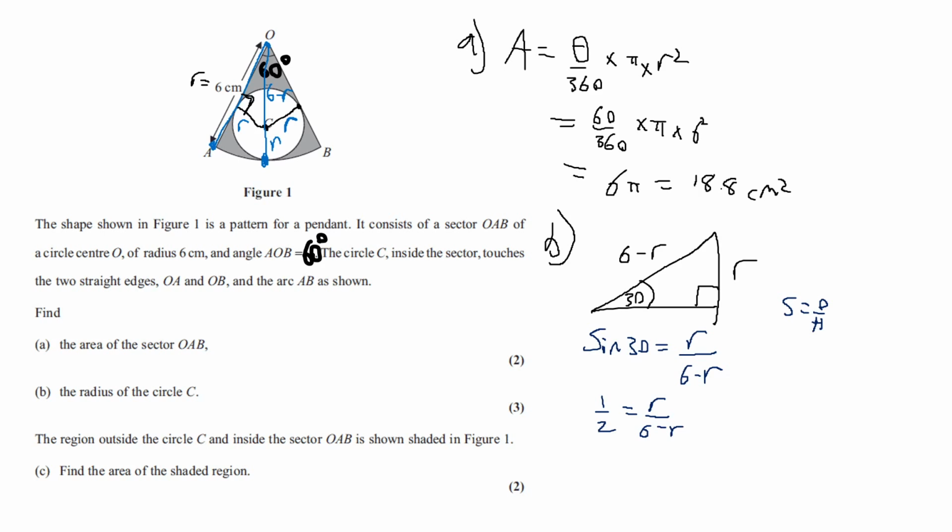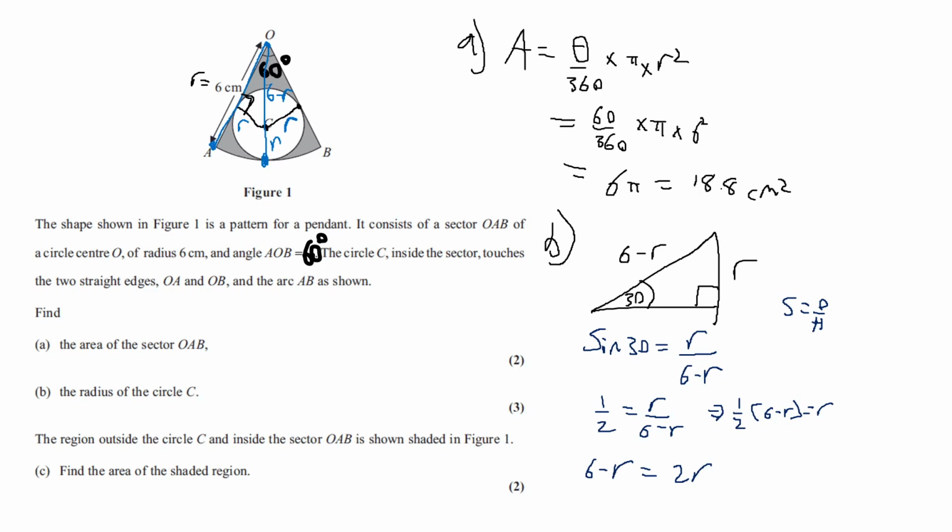And now let's make r the subject. So first thing we're going to do is times both sides by 6 minus r. So we're left with a half times 6 minus r is equal to r. We can times both sides by 2. So then we're left with 6 minus r is equal to 2r.